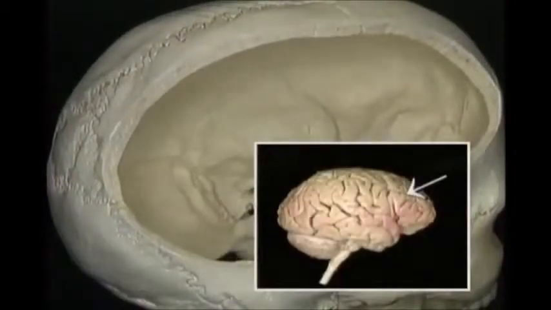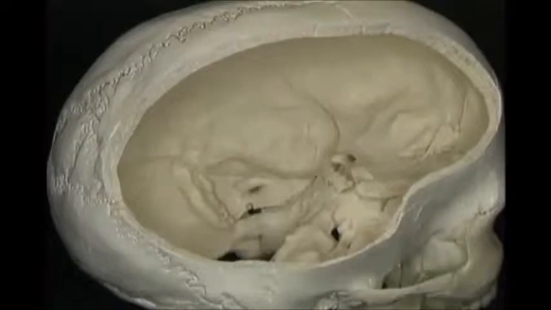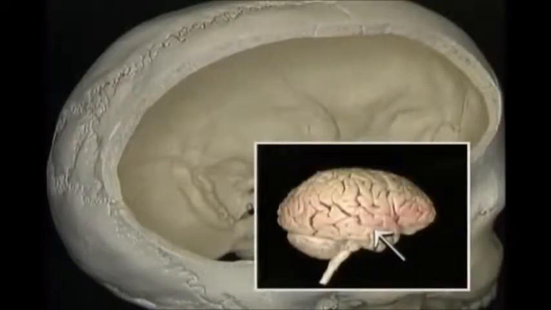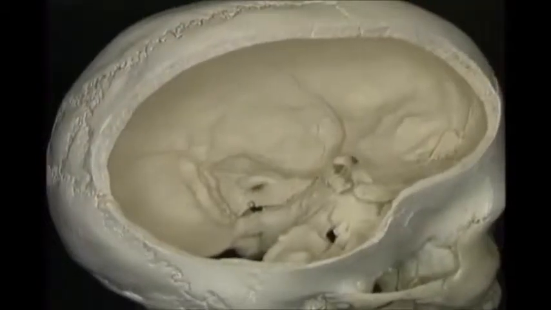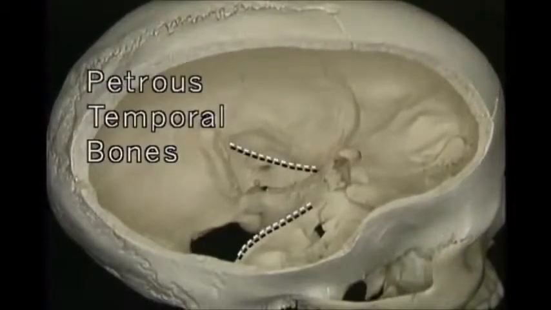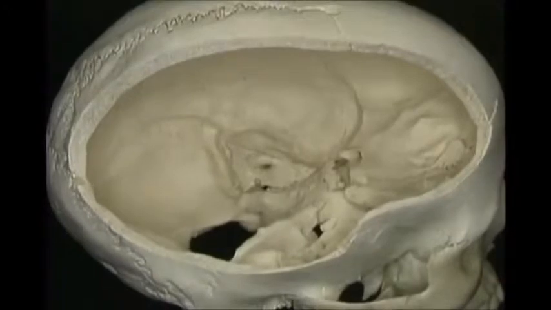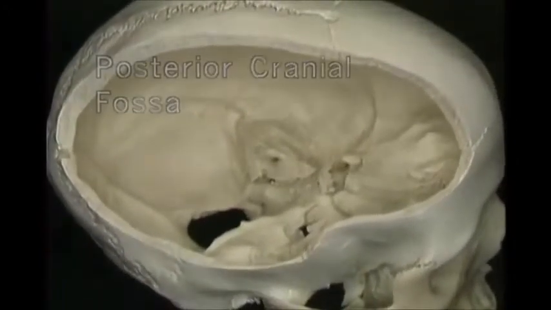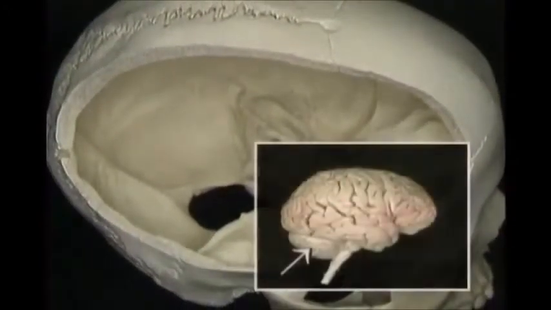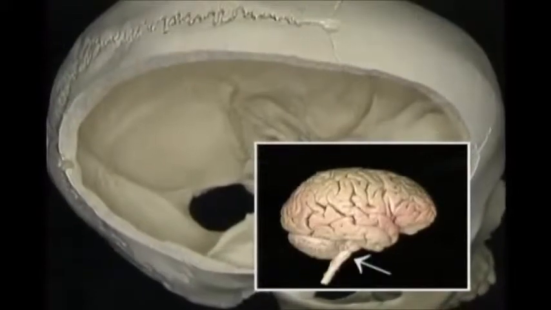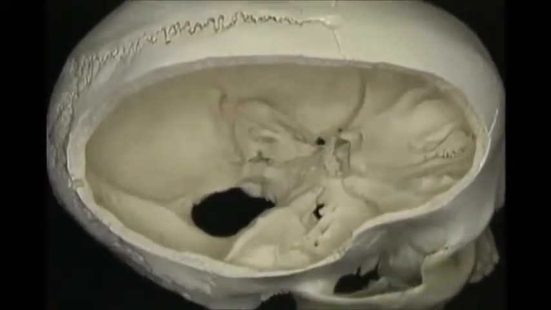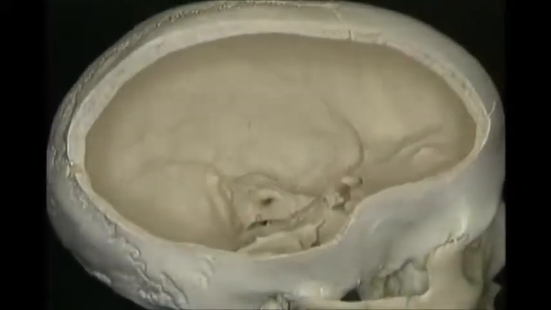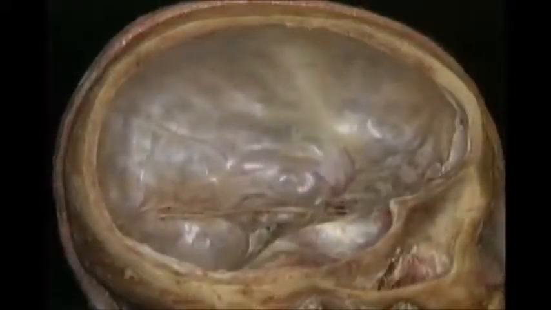This part of the cerebrum, the frontal lobe, occupies the anterior cranial fossa. This part, the temporal lobe, occupies the middle cranial fossa. The petrous temporal bones separate the middle cranial fossa from the posterior cranial fossa. The posterior cranial fossa contains the cerebellum and the brainstem. Here's the foramen magnum. Now let's see how the cranial cavity looks in the living body.